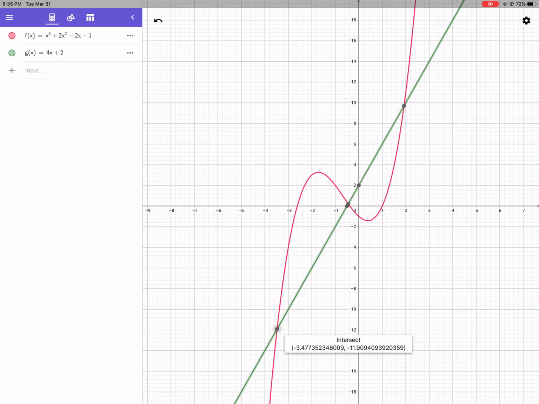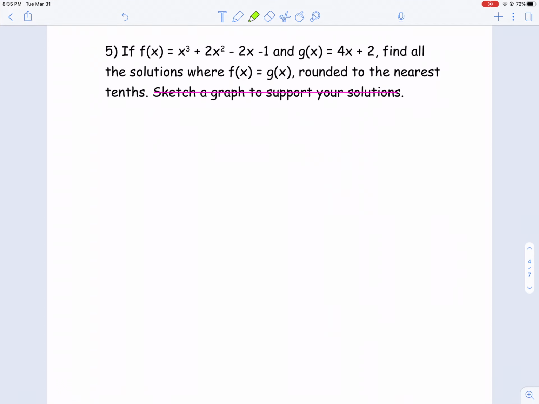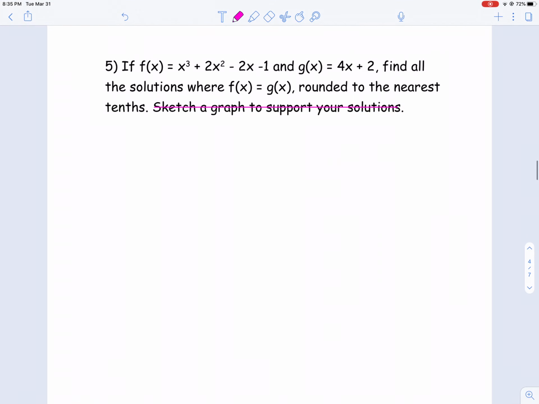So I'm going to start with this one right here. Now look at these numbers, pretty crazy. You're going to round, they tell you to round to the nearest tenth. So I'm going to say (-3.5, -11.9). So here's one of your solutions. (-3.5, -11.9). There's one of your solutions.